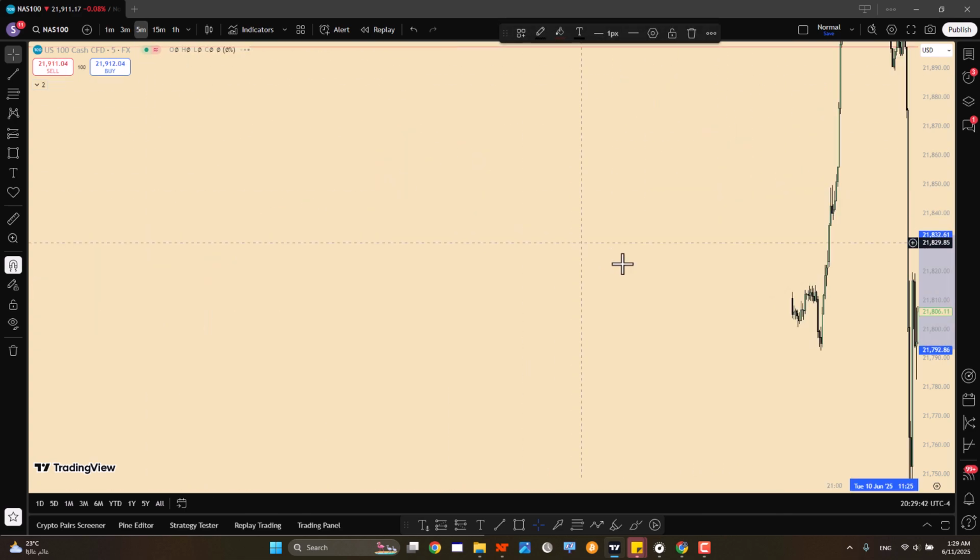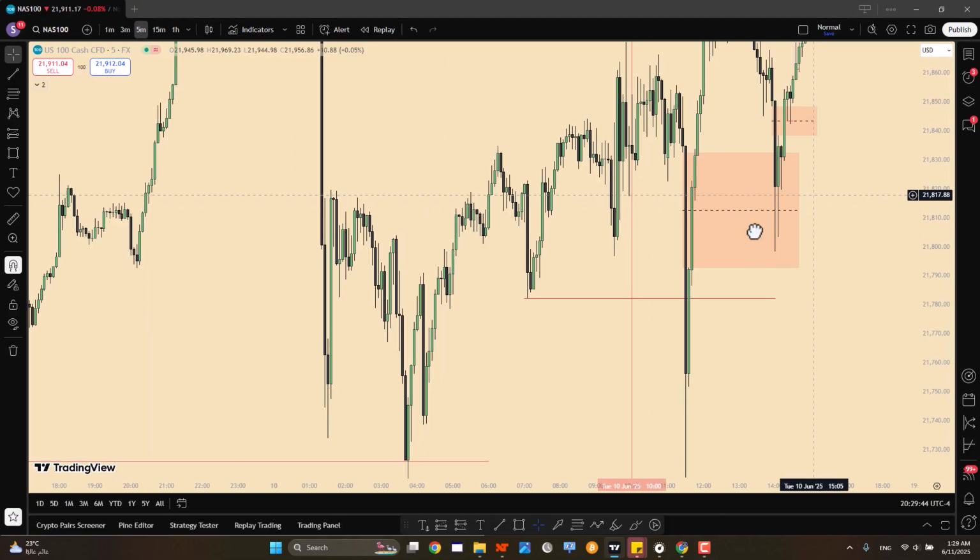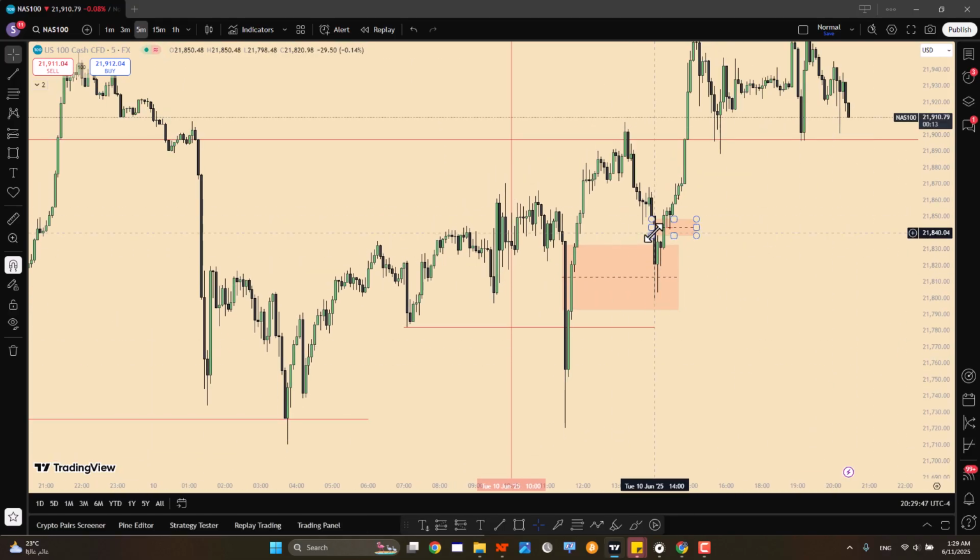Let me show it to you. Here we go. We retraced all the way to here, and then we start trading to the upside. Again, a good sign, and then we start disrespecting these bearish imbalances because we don't really have highs and lows here. We don't have internal structure here.